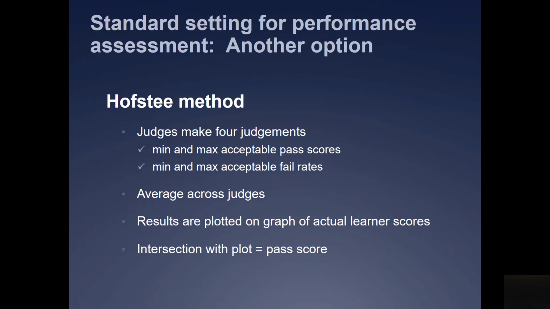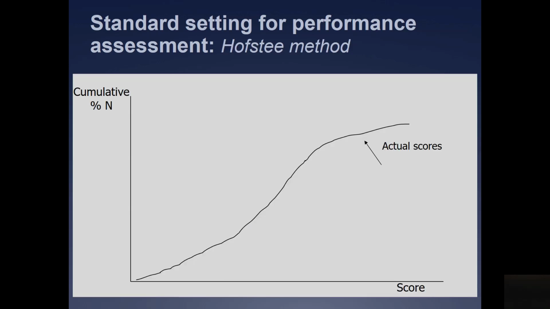Then we average those across judges, just like we do with the Angoff. And the results are then plotted on a graph of actual learner scores. This is a little bit different, and we'll show you what that means. And then we intersect with the plot, and that becomes the pass score. So let's go ahead and move forward. So here we have, as I said, the existing actual scores. So this does require you already capturing data from your students, so a second run. And I'll explain later the importance of this iterative process, and this is partially why. These actual scores are informing us for this Hofstee method.